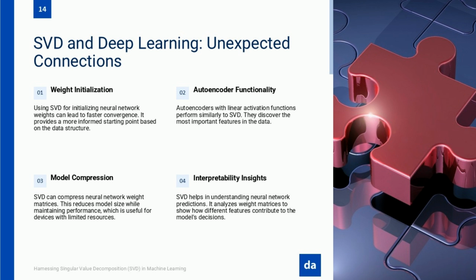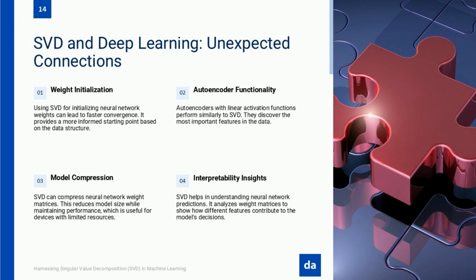By applying SVD-based initialization, we can structure these starting weights based on the singular values of the data matrix. This approach provides networks with a more informed starting point that reflects the underlying data structure, often leading to faster convergence during training. Rather than random initialization, SVD offers a principled way to begin the learning process with weights that already capture some essence of the data distribution.